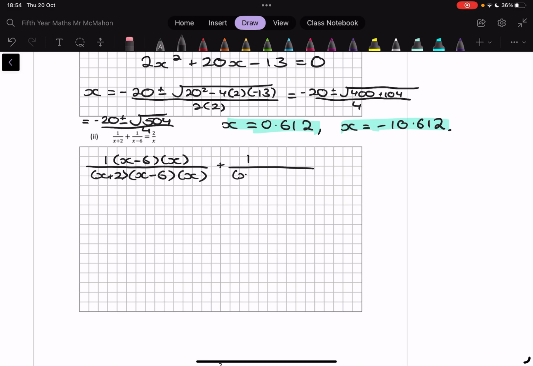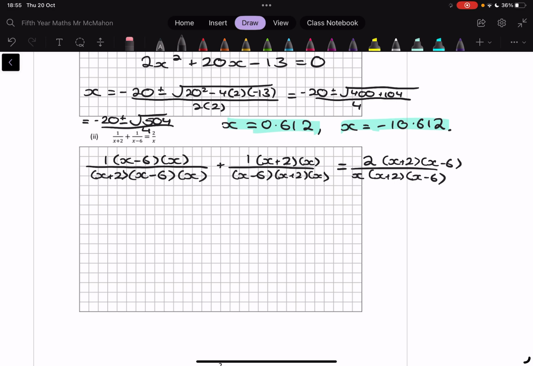Okay, the next one, we have 1 on the top. Again, we have x minus 6 on the bottom. I am multiplying the bottom part by x plus 2 and by x. So on the top, I'm multiplying by x plus 2 and by x. And lastly, we have, I suppose, the longest part. So I'm multiplying on the bottom by x plus 2 and x minus 6. So I have to also multiply on the top by x plus 2 and x minus 6.